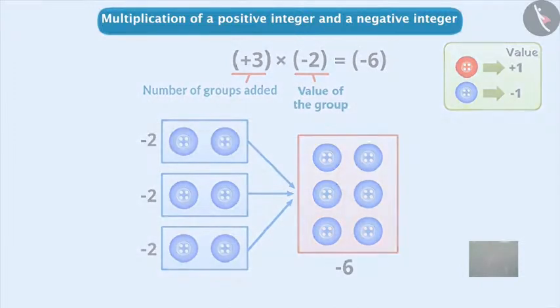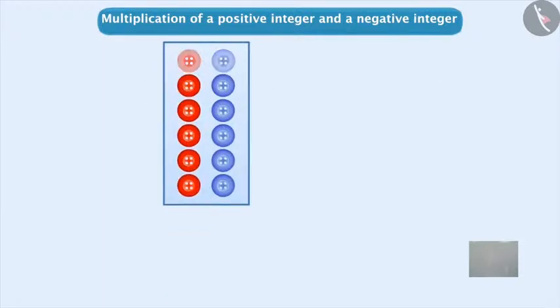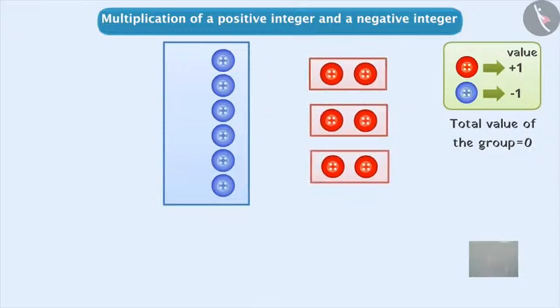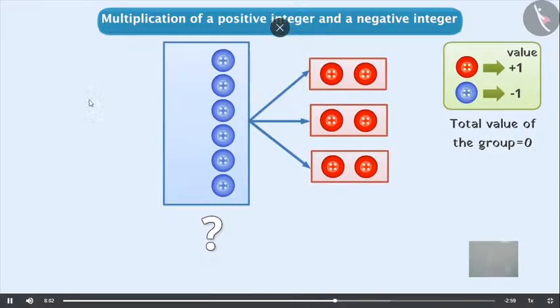Here is a group of red and blue buttons and there are 6 such groups. Since the values of red and blue buttons are opposite, the total value of the group will be 0. Now, what if we take out a group of 2 red buttons and 3 such groups? How shall we express it in mathematics? Think for a while.